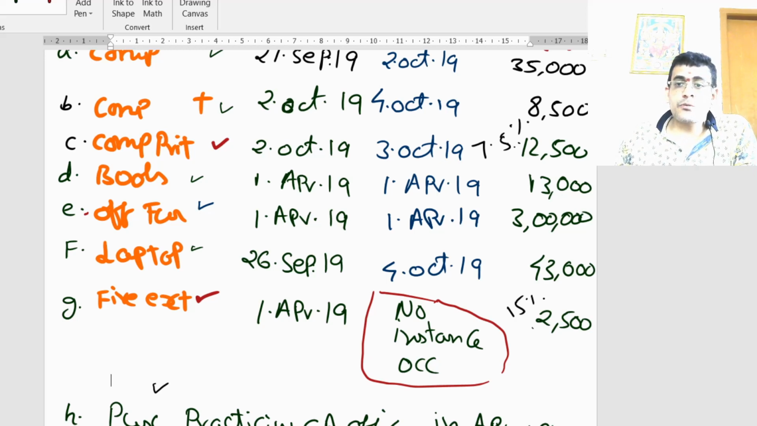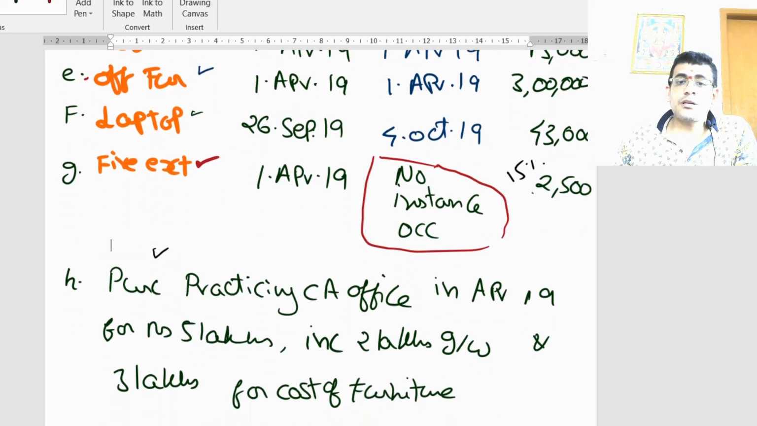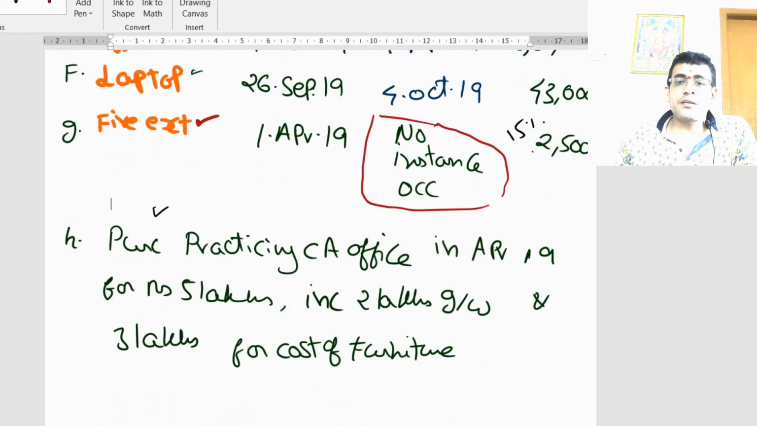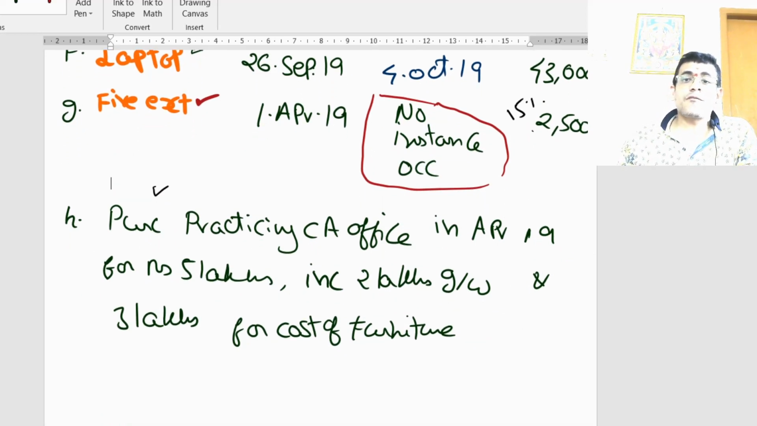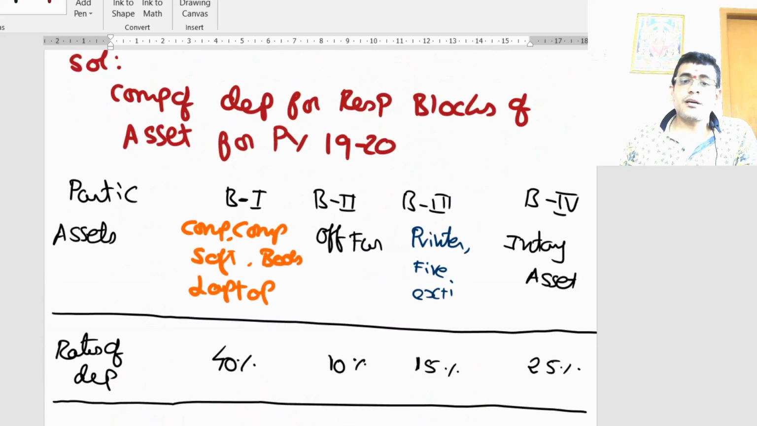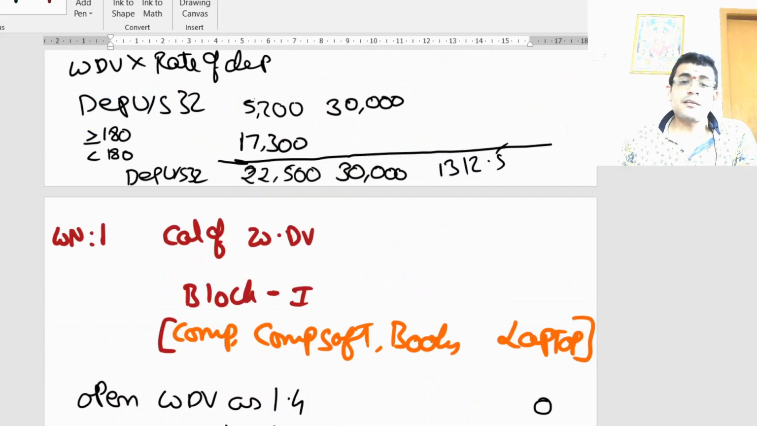Then comes your last block, which is your intangible asset, goodwill. What is the value of the goodwill? It is mentioned here that 2 lakh rupees is the value of the goodwill when it was acquired on 1st April. So it is put to use for a period of more than 180 days. What is the rate of depreciation? 25%. So 2 lakhs into 25% would be the amount of depreciation. You calculate in the same fashion as we have done for block 1 and block 2. So 50,000 is the value; 2 lakhs into 25% gives 50,000 as the depreciation.